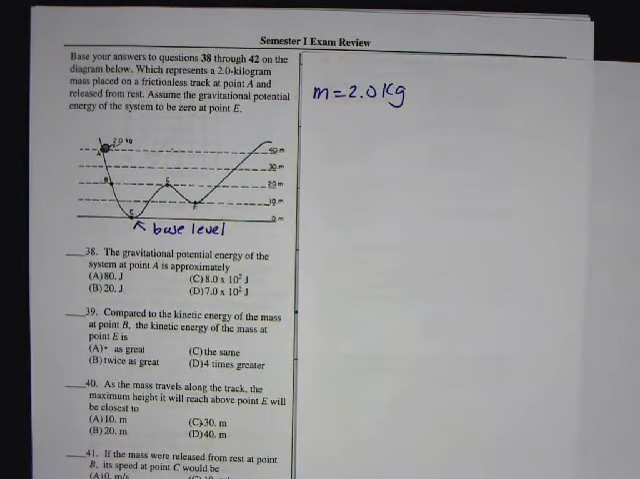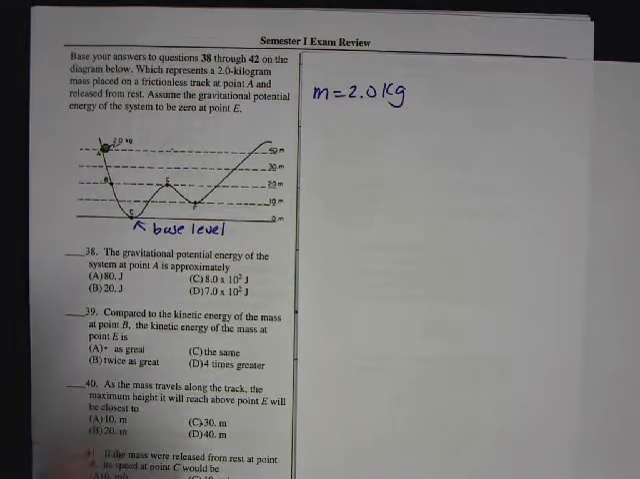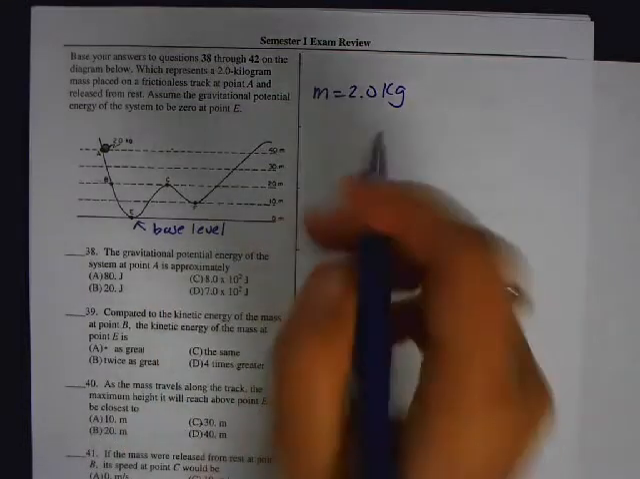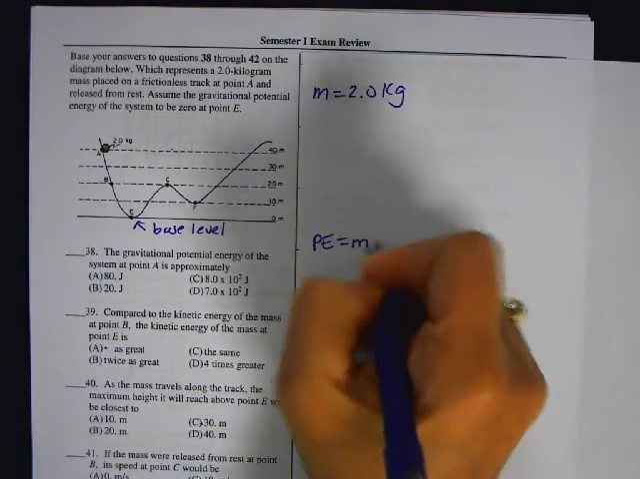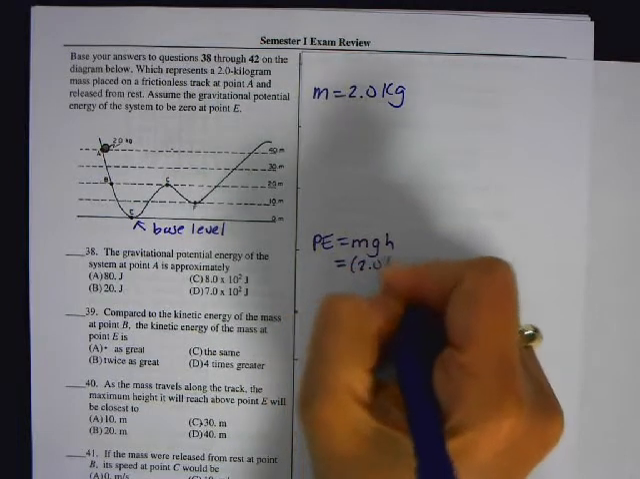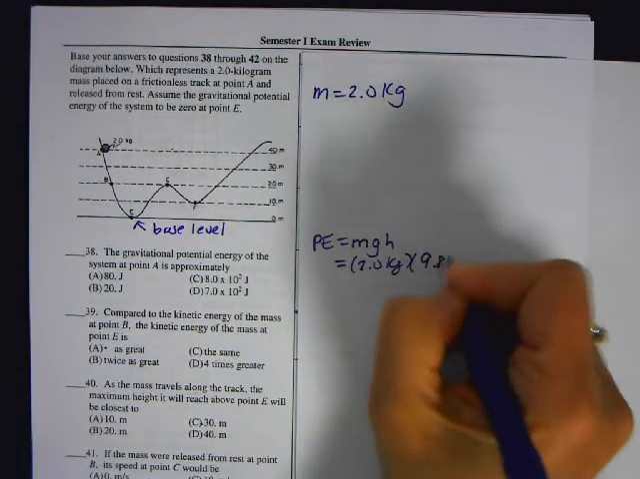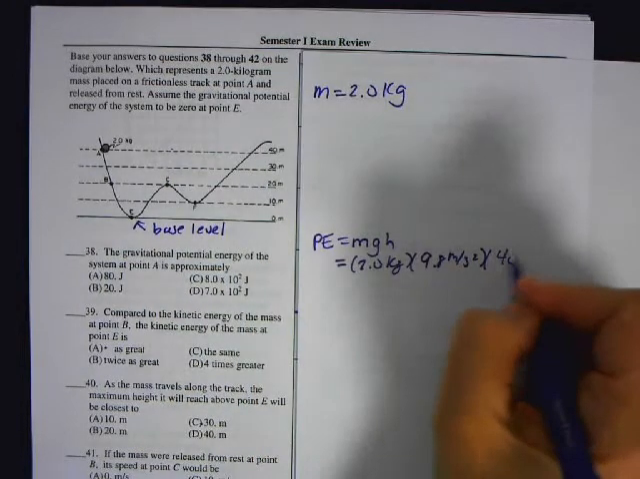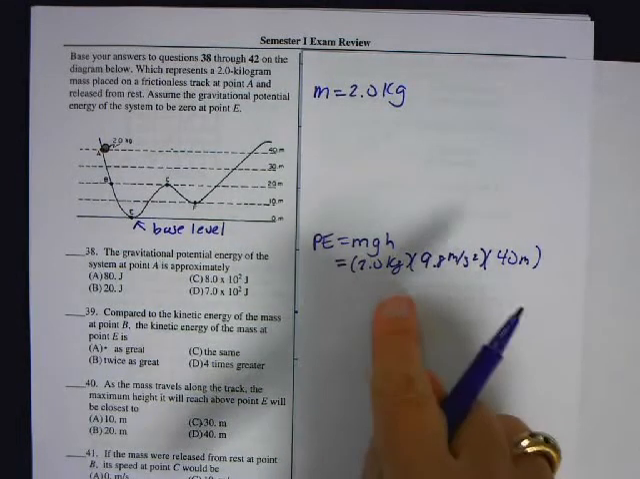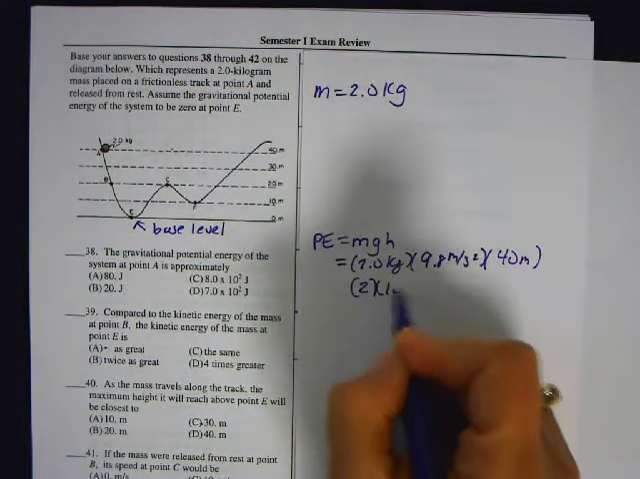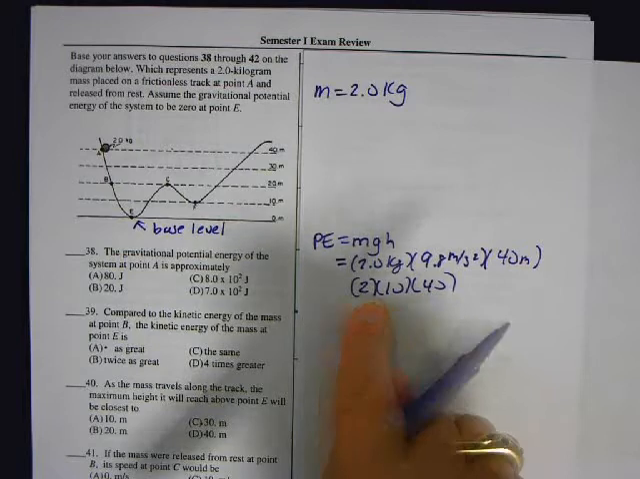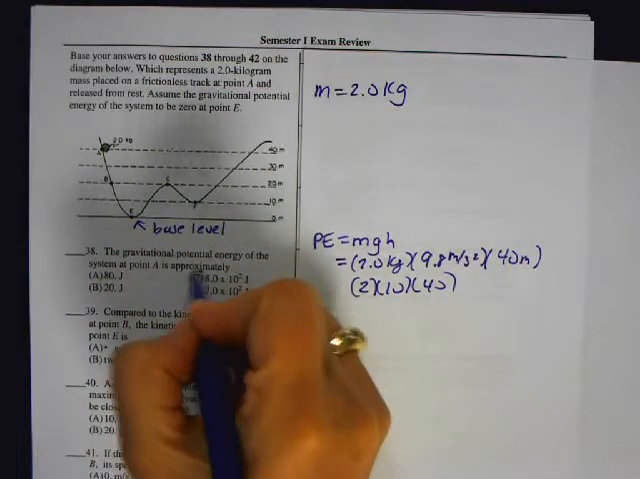So right away when I look at this, the first thing I'm going to say in my mind is, I bet you I'm going to be doing conservation of energy. So question 38 says the gravitational potential energy of the system at A is, well, I know potential energy is equal to mgh. So it's equal to the mass times the acceleration due to gravity, 9.8 meters per second squared, times the height, which I'm going to see is 40 meters. Now, I would ballpark this in my head. I would say 2 times 10 times 40. So 10 times 40 is 400, times 2 is 800. Do I see that as a choice? Right here, choice C.